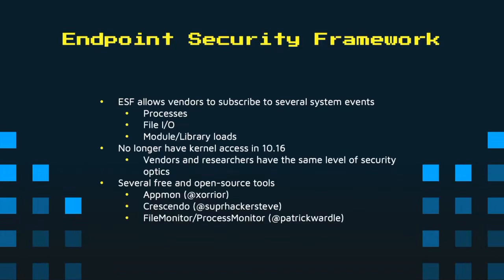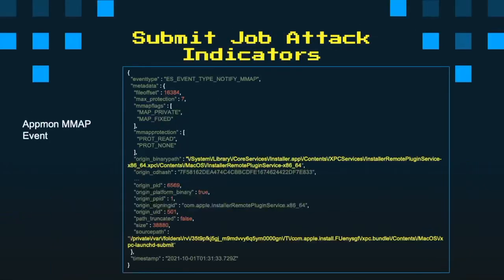But what's cool about it is that developers can now get access to the same telemetry. That's why you saw a prevalence of a bunch of tools. Patrick Wardle came out with File Monitor and Process Monitor. Super Hacker Steve came out with Crescendo. I worked on AppMon, which is based off of a lot of code in FileMon and Process Monitor. But yeah, it was really neat. So I do like the Endpoint Security Framework. There are some shortcomings, but it's still a really useful framework for detection.